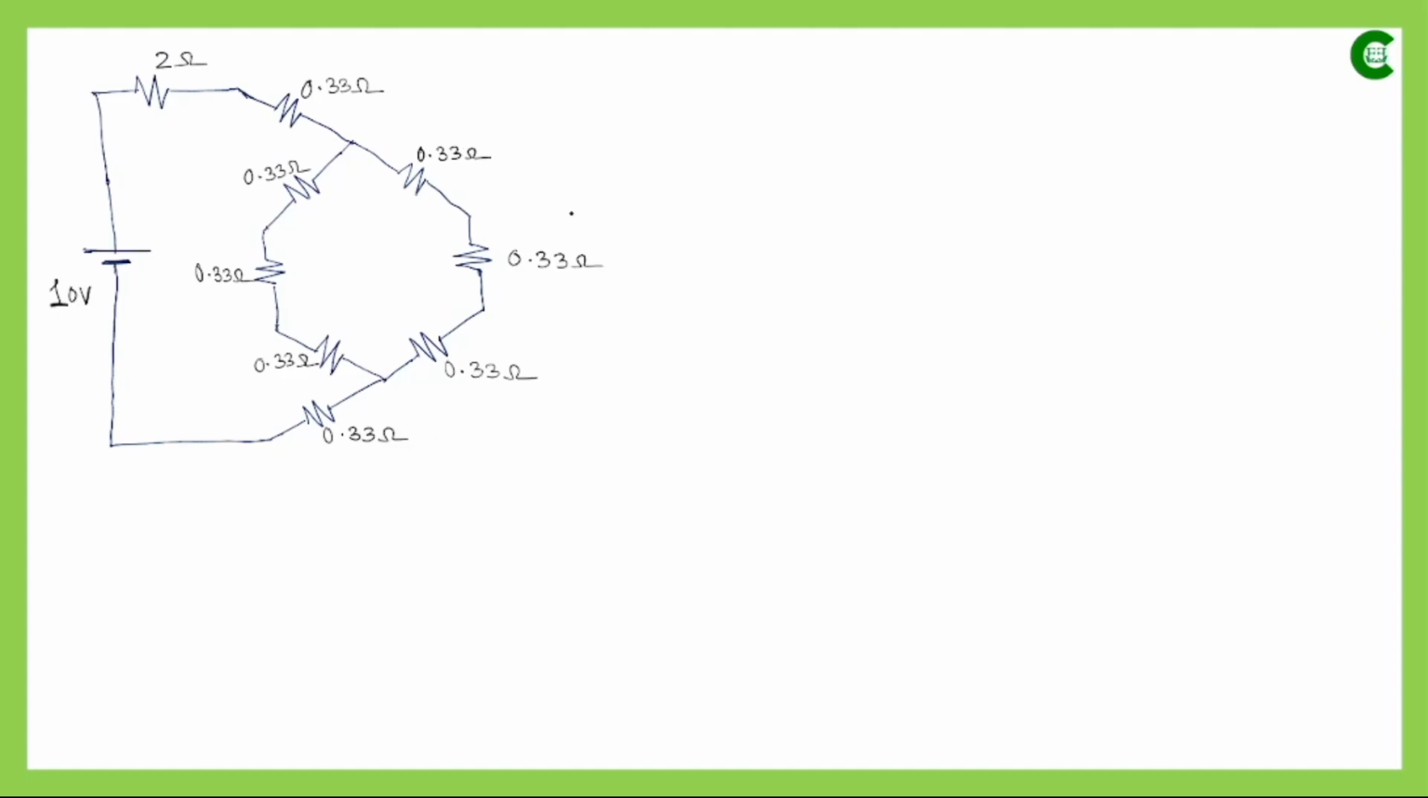Now in the modified circuit, what we can see here, this resistor between this point and this point, if we analyze the right side, then this resistor and this resistor, they are connected in series. So what will be their equivalent resistance? That will be the summation of all these resistance values.